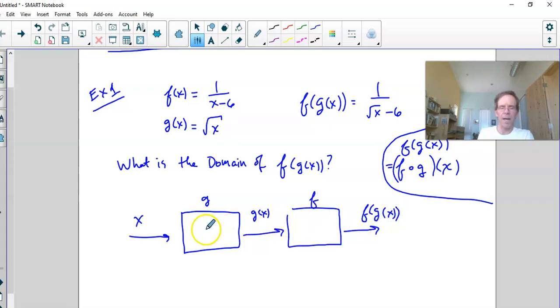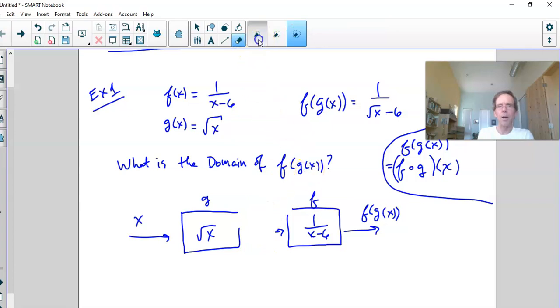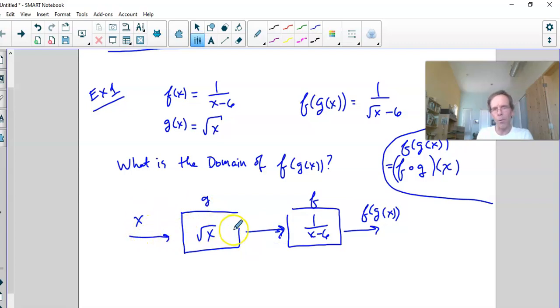Let's see. So what's in these boxes? g is square root of x, and f is 1 over x minus 6. Those are the key pieces you really want, to put what the function is inside the box. It goes into g first, and then into f. You don't really need to know that that's g of x, and I'll leave the f of g of x over on the right. What we're basically looking for are all the numbers x that we can put through both boxes without causing harm to either of the functions, and we get a real number out on the right side. So let's start with g.